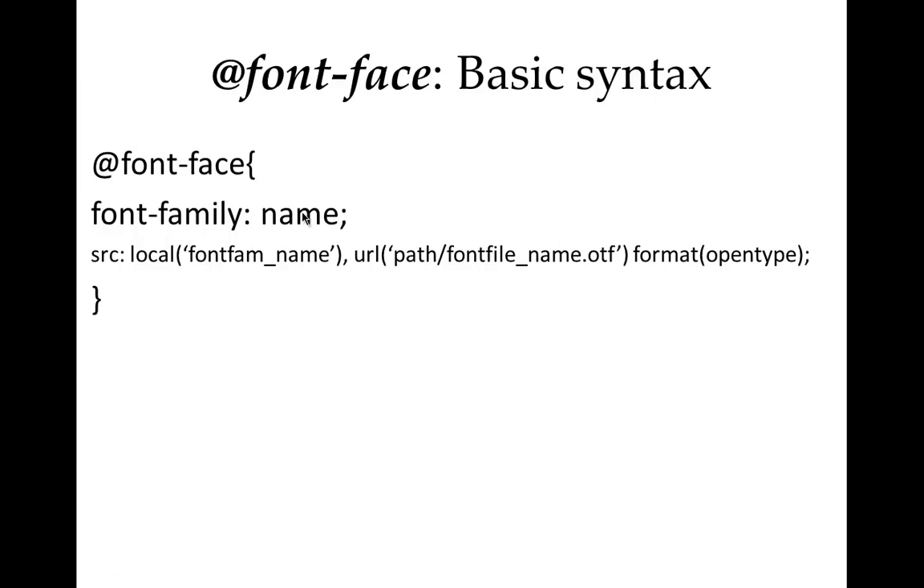If you are familiar with a language like C, where you have to declare the type of variables beforehand, this is just like that. You are declaring the name of the font beforehand. From now on, you can use the font in whatever way you like. The src has the local font name, the URL is where this is located, and format is the type of this font file. There's a small mistake, this should be in single quotes, sorry.